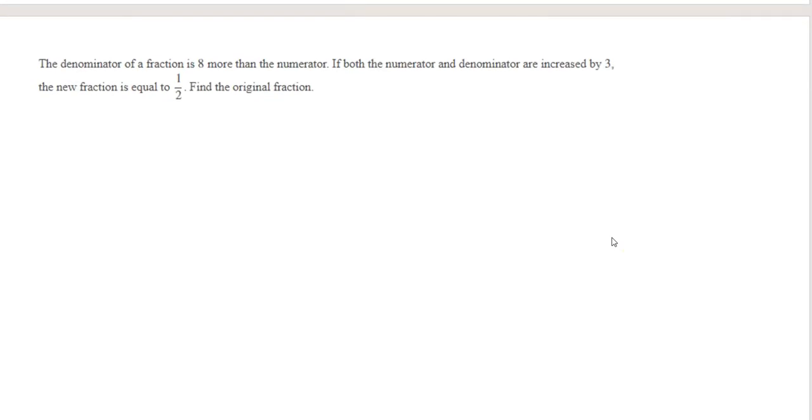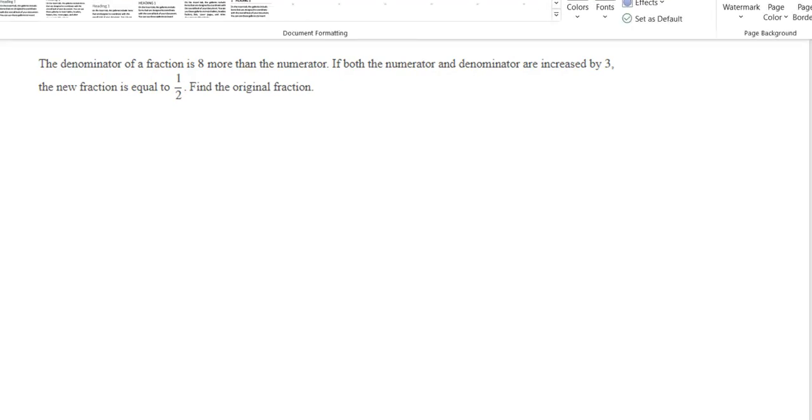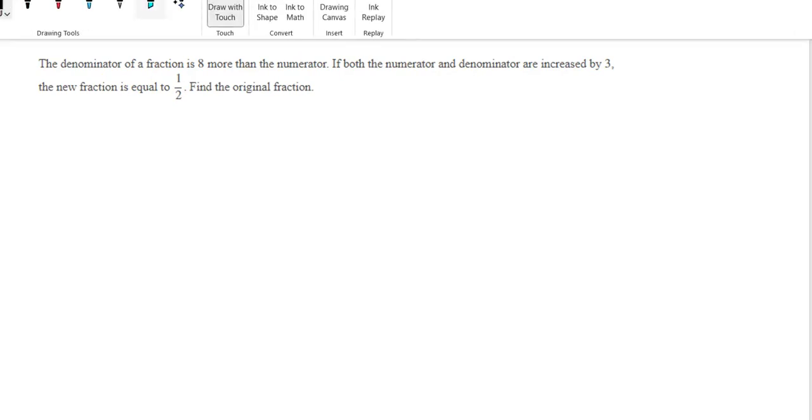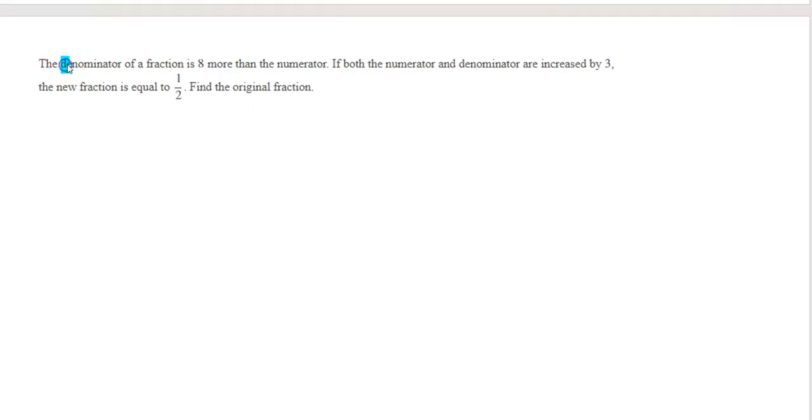Okay. The denominator of a fraction is 8 more than the numerator. If both the numerator and the denominator increase by 3, the new fraction is equal to 1/2. Find the original fraction. Okay, the denominator of a fraction, well, we know what a fraction is, is 8 more than the numerator. It's not giving us a number so far.